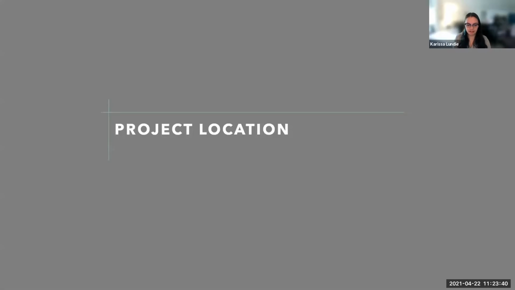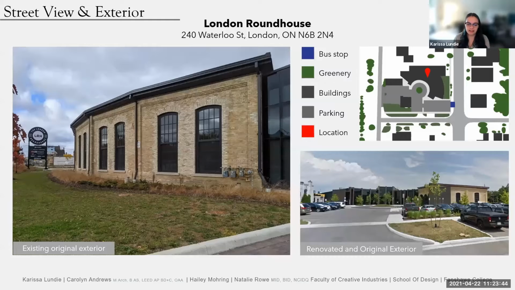For my project location, I've chosen the London Roundhouse building, and that is located near the downtown core with a pharmacy across the street and ample parking, and also a more private front entrance off of Waterloo Street that you can see here. So this main street is Horton Street and Waterloo goes this way, so you would be able to come in and have a bit more of a secluded private entrance just for a bit more privacy.